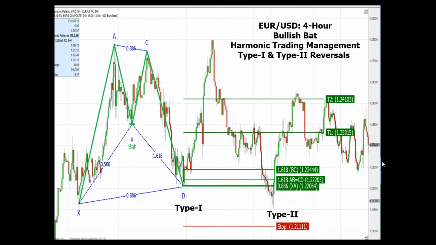This 4-hour chart of the euro versus the US dollar shows a really nice bullish bat with both the type 1 and type 2 reversals here. Type 1, that's a reaction actually. And again, our immediate expectation as the terminal bar is completing is we're looking for a move either to the 382 or as high as the 618 level.